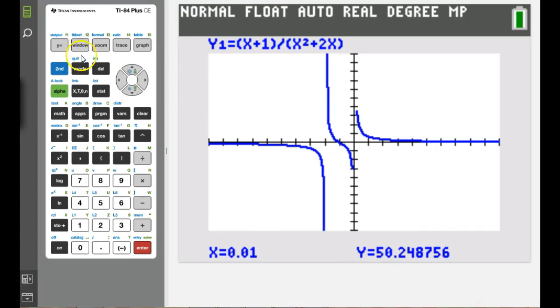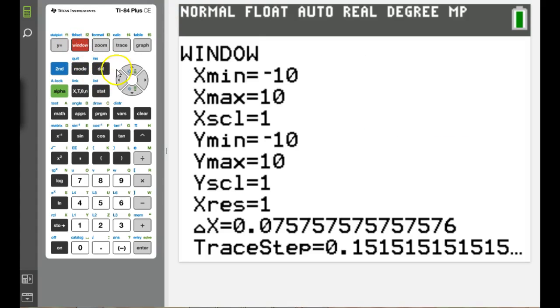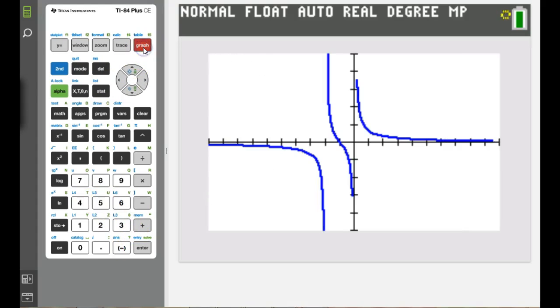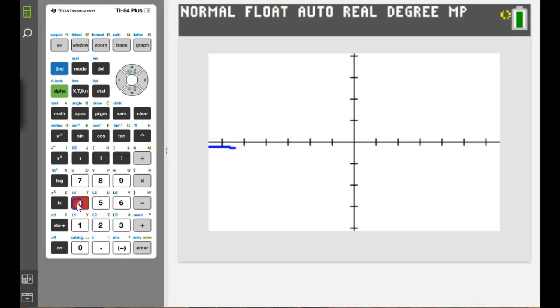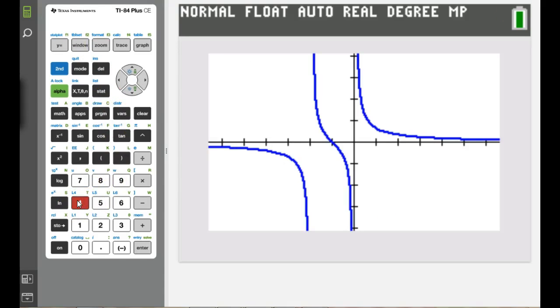The other thing you can do is you can make your y window smaller. If I only went like -5 to 5, it still kind of looks like it's stopping, doesn't it? Sometimes zoom decimal makes it look really nice. There you go, zoom decimal, okay? Just know that they don't stop in the middle of nowhere, ever. All right, anybody find any nice points?